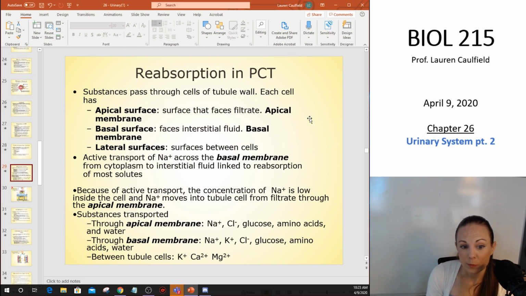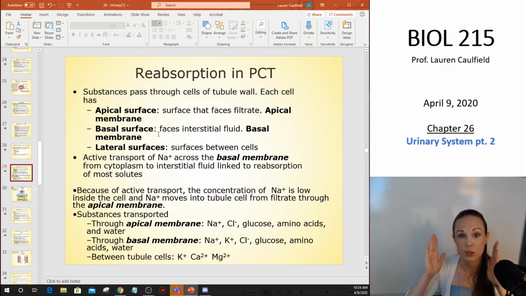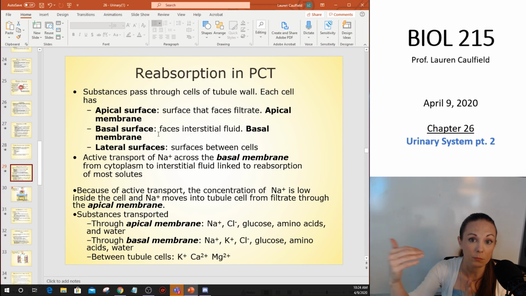So our proximal convoluted tubule, you guys should be familiar with the basic structural aspects of an endothelium. The apical surface is what is facing the lumen, okay? That's typically like the top of the cell. Our basal surface is the bottom of the cell, and this is typically going to be on the outside of the tube and what is facing the interstitial fluid. And then our lateral surfaces are on each side of our endothelial cells, and they are very tightly attached to one another to prevent the movement of things from between the cells and into the interstitial fluid.